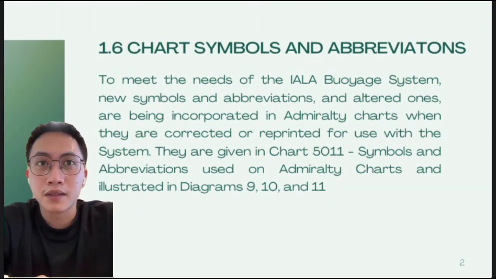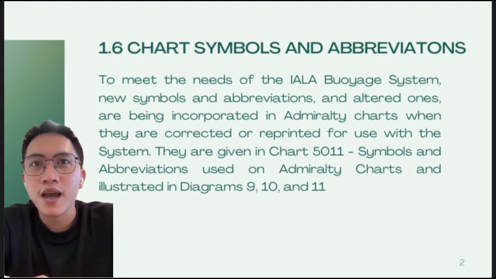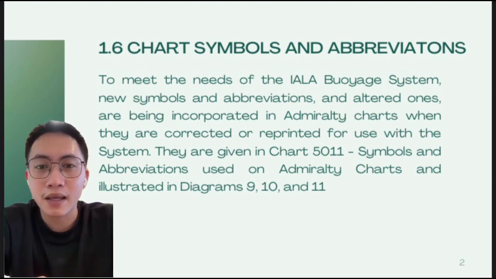Now I'm going to talk about the chart symbols and abbreviations. Now to meet the needs of the IALA buoyage system, new symbols and abbreviations have been incorporated and some have also been altered. And they are given in chart 5011. Symbols and abbreviations used on Admiralty charts are illustrated in diagrams 9, 10, and 11.